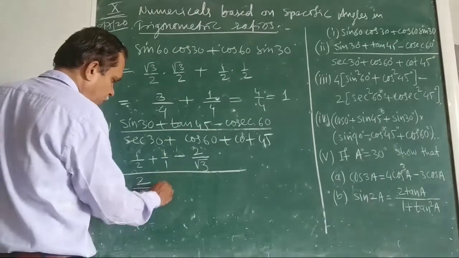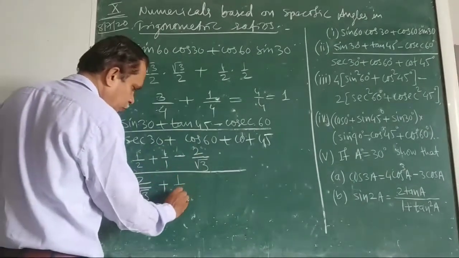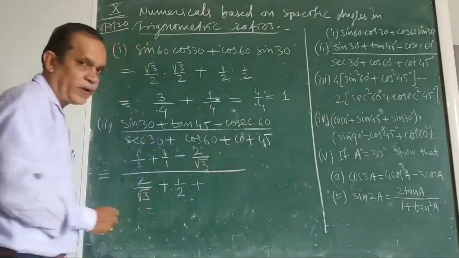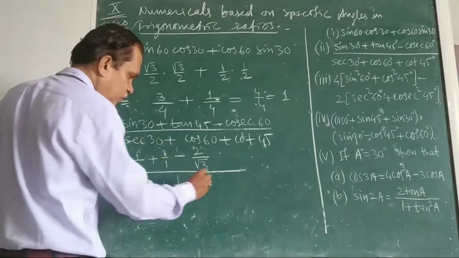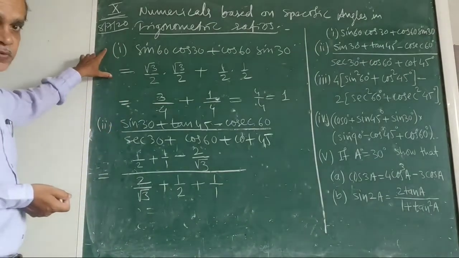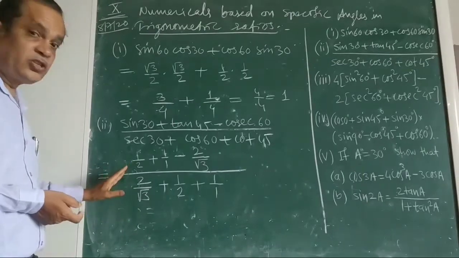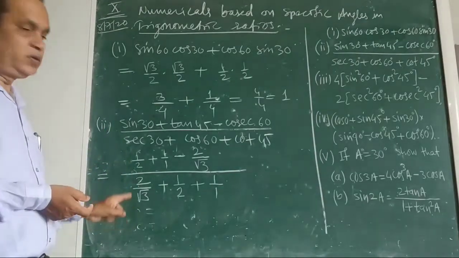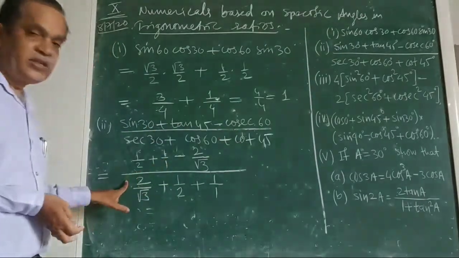Plus, be precautious, cos 60, 1 upon 2. Plus cot 45, the reciprocal of tan. Tan is 1, so cot is also 1, 1 upon 1. This is the beginning, so I am taking it very slowly. What is precaution? Writing values is not important. Systematic neatness is very important. When I write it separately, it appears neat.